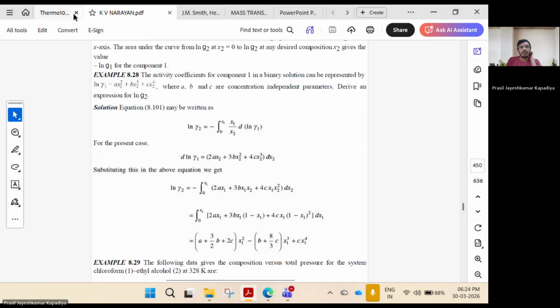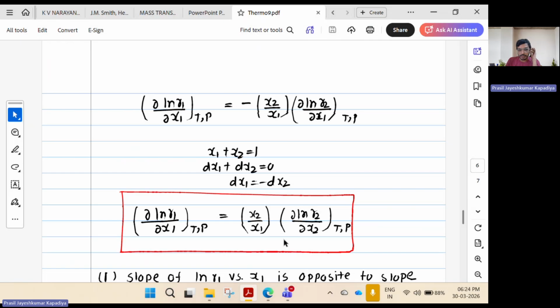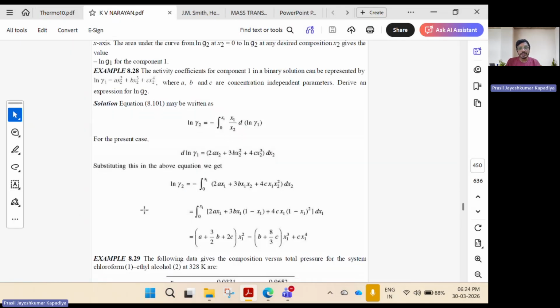See this equation we have. What did we do? We wrote it here in terms of x2, so I can also write it here in terms of x2. So d ln gamma 1 by dx2 will have a negative sign only. So it is just this equation written in a different form. Now if I am integrating this into dx2, we know that dx2 is equal to minus dx1. So the minus sign comes out with dx1, and I am writing x2 in terms of x1. So I can directly integrate, correct?